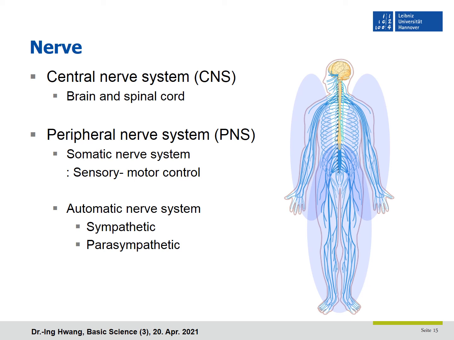Also, it is roughly divided into somatic and autonomic nervous systems. The somatic nervous system is related to sensory motor control. The autonomic nervous system is related to our organs like the heart and the lung. Again, it is divided into sympathetic and parasympathetic nervous systems.